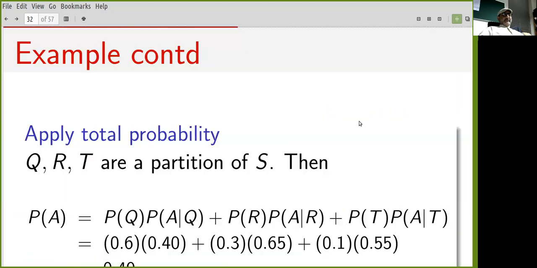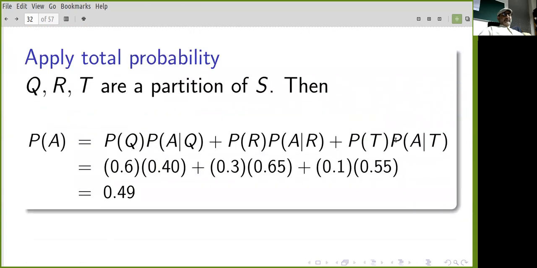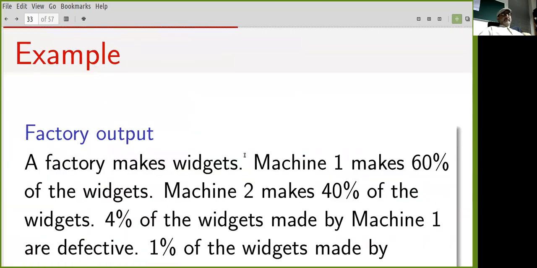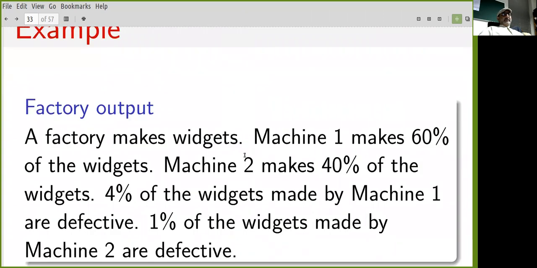So we have these numbers, and multiplying each by its party probability and adding them all up, we get 0.49. So the probability that any given adult in our survey disliked the new Superman movie is 49%. Okay.